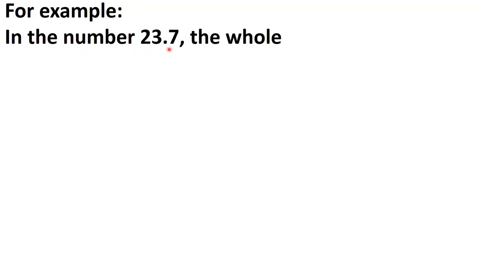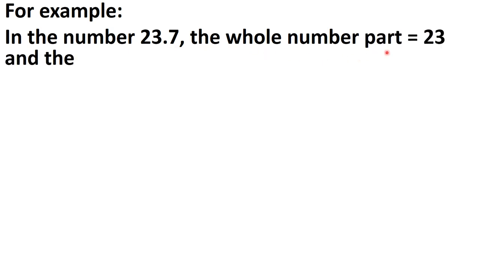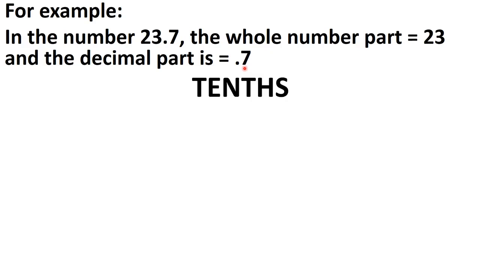Now see an example. In the number 23.7, the whole number part is 23 and the decimal part is 0.7, or we can say decimal 7.